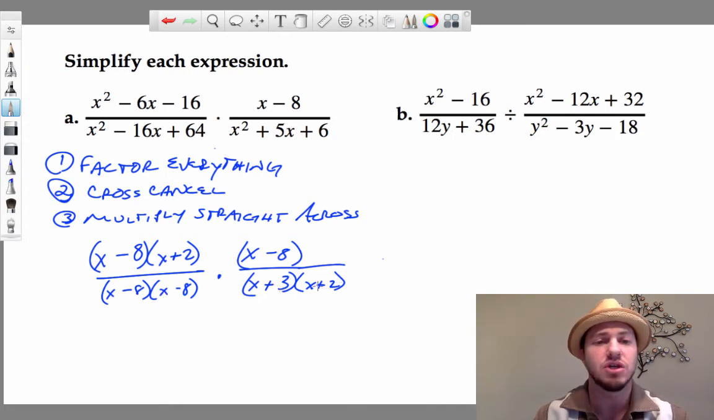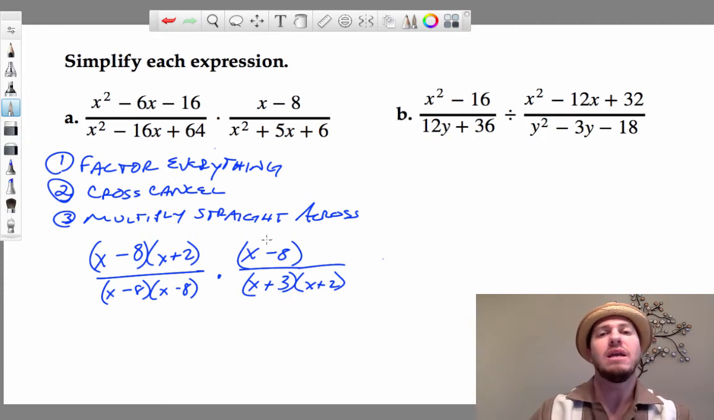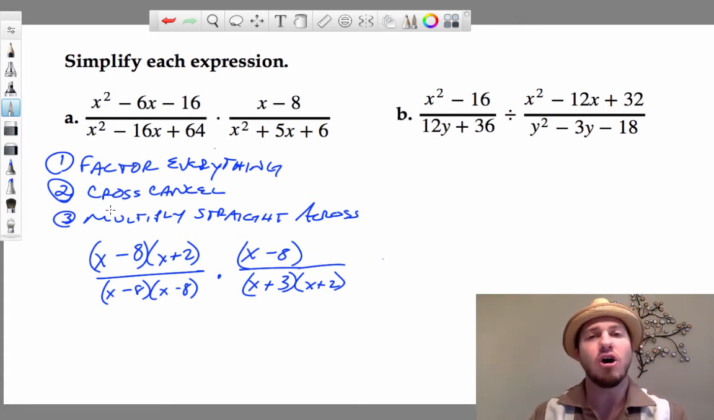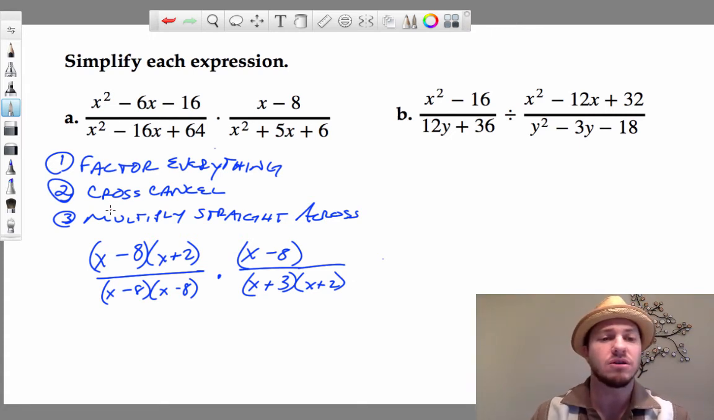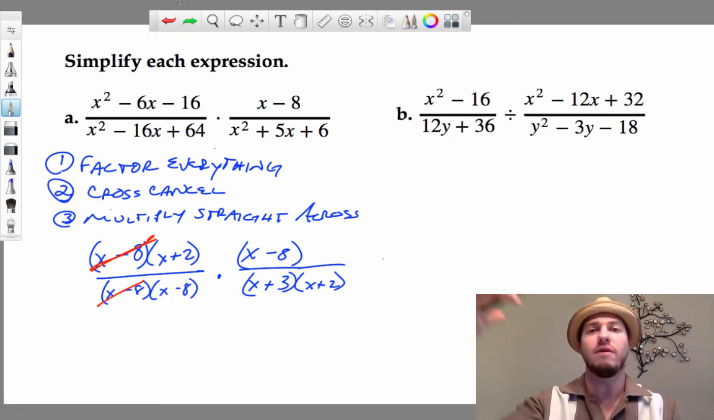Now I'm looking to cancel out anything that is in the numerator and also common in the denominator. So I can cancel out this x minus 8 with this x minus 8. I'm not going to be able to cancel 1 out on the top and 2 out in the denominator normally. You have to do basically 1 for 1.